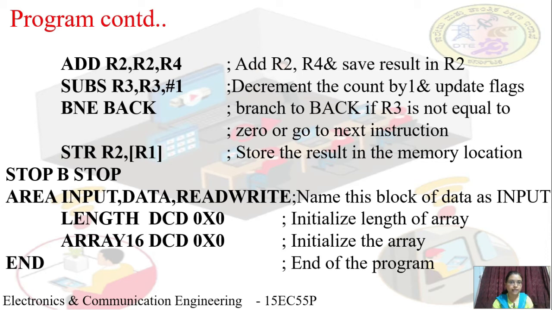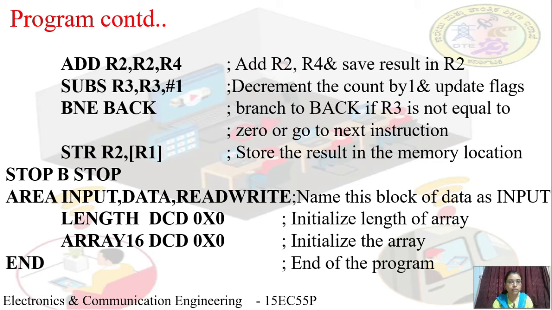Then decrement R3, that is SUBS R3, R3, #1, where the content of R3 is decremented by 1 and the flags are updated. As I said, R3 has the length of the array. So first we declared it as 4, right? Decremented by 1, it will have the value 3. Right. Then the BNE instruction means branch if not equal, compared with 0.